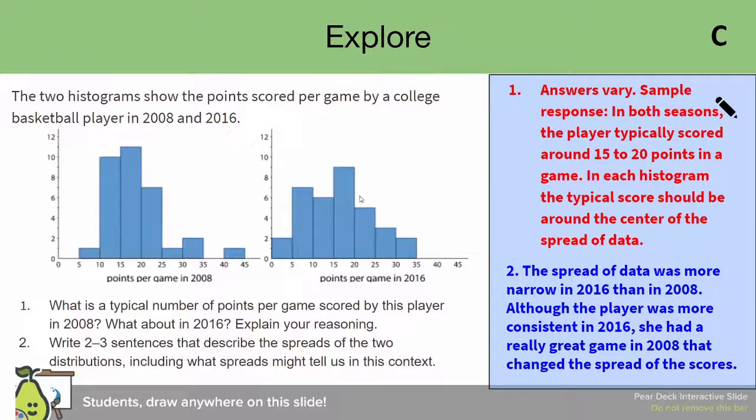So this shows that in 2016, the data was a little bit more narrow, a little bit more close together, versus in 2008, where we had some games where we scored very few points. We had some games where we scored a tremendous amount of points. And then we had our games where we averaged between 10 to 20 points.